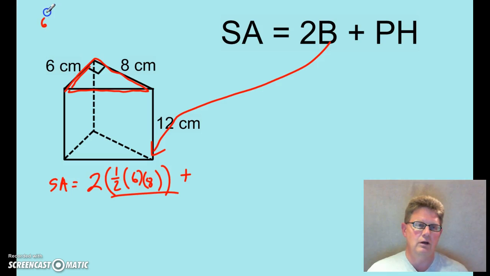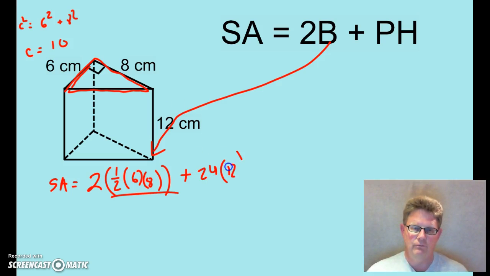C squared equals 6 squared plus 8 squared. And C eventually becomes 10. So the perimeter of that triangle is 24. And the height of the prism is 12. So 48 plus 24 times 12. And do you have the calculator still? I don't need it. It's 288.